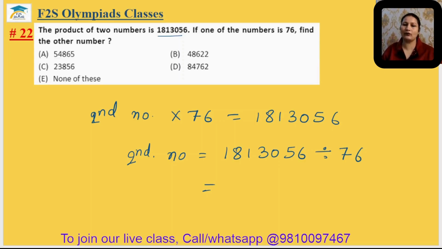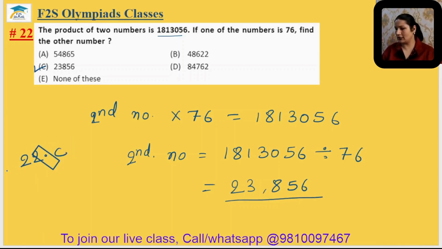So you just divide 1813056 by 76. You can do it in your notebook using the long division method. You will find 23,856. This should be the second number. It is available in option C. The 22nd answer is option C.